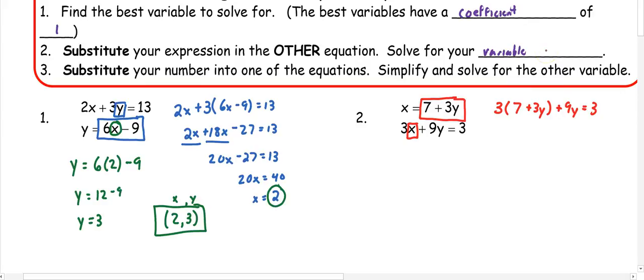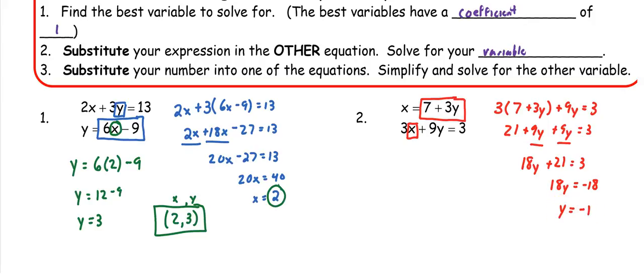So in order to solve for y, the first step we're going to do is distribute. So we get 21 plus 9y plus 9y equals 3. Combine like terms, so 9y plus 9y is 18y plus 21 equals 3. We're going to subtract 21 on both sides. So 18y equals negative 18. And then we're going to divide by 18. So y is negative 1.